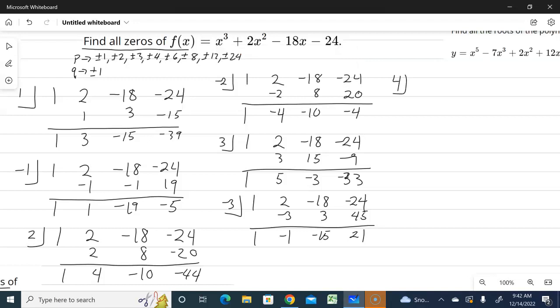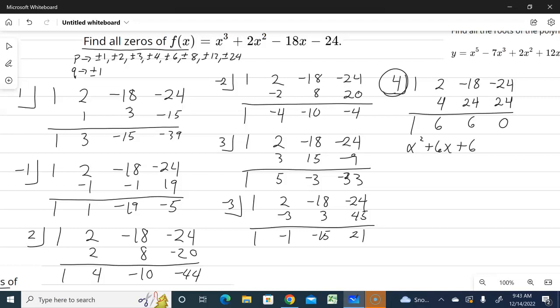4. 1, 4, add them, you get 6. Multiply, you get 24. Add them, you get 6. Multiply, you get 24. And we finally found a solution to our problem. We know one of our solutions is 4. It means that came from a factor of x minus 4, by the way. Now, what remains is x squared plus 6x plus 6.